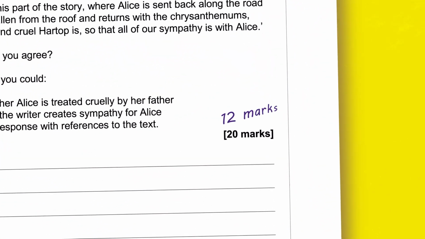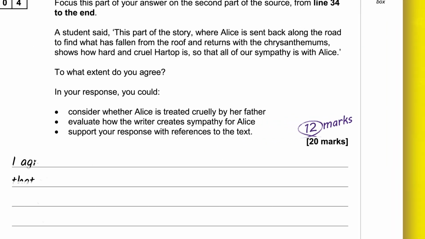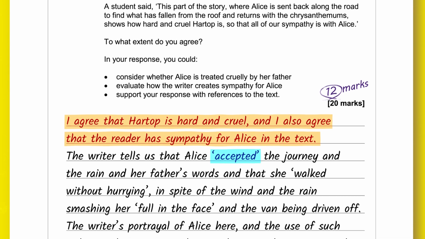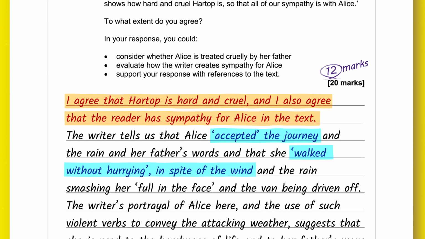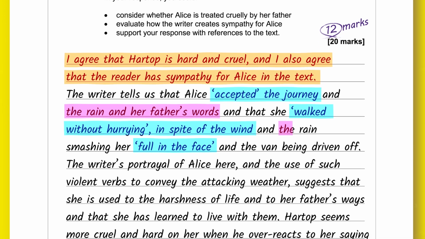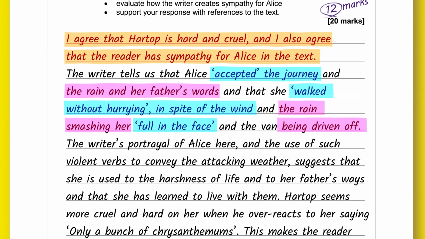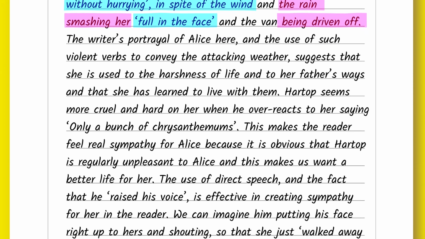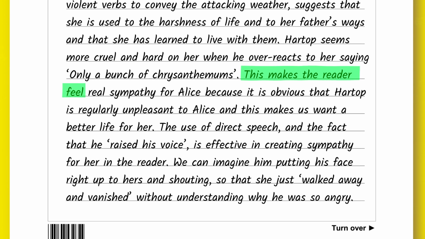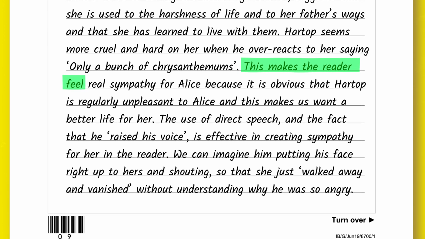Let's look at an example. For this example, we'll look at part of an answer which was given 12 marks. In this answer, we can see that the student is immediately given their opinion and almost straight away begins evidencing the reasons why they agree by using quotations. Having started to give quotations for evidence, the student is also clearly evaluating throughout the opening sentences. The student then begins to explain the effect on the reader and finishes by summarising their thoughts on the initial statement in the question. Remember, your answer doesn't have to follow a set structure.